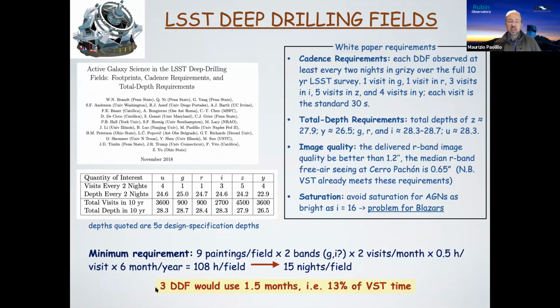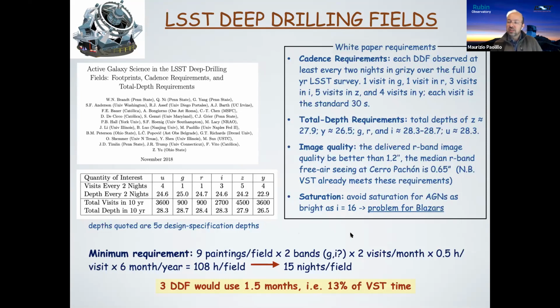And for instance, if we would sample 3 deep drilling fields in their entirety with VST, it will take something like 13% of the VST time allocated to this project, with depths that are comparable to the one expected for a single epoch from LSST. Of course, LSST, the Rubin telescope, is much bigger, and so we're talking here of 30-second exposure. VST has to take half an hour, so it's not time effective, but it will complement what will come later.